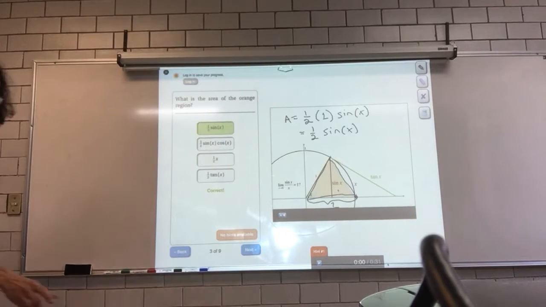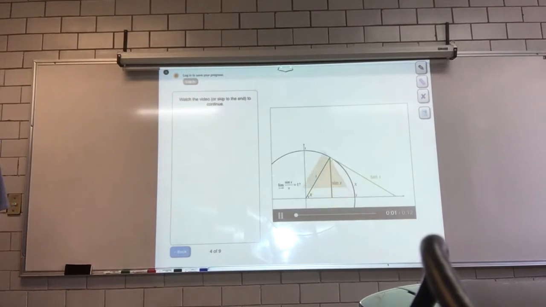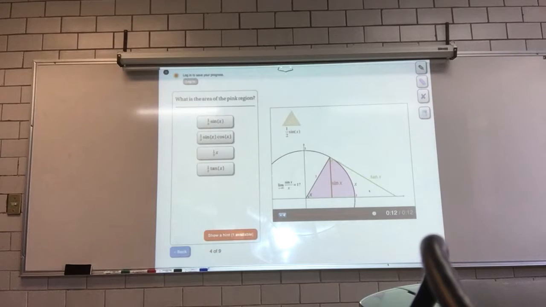Great. Now try to find the area of this purple region. This is a fraction of the circle. So if you remember how to find the area of a circle, you can take a fraction of it to get this purple area.